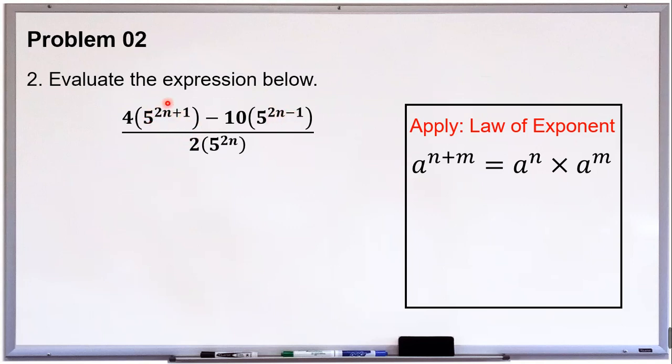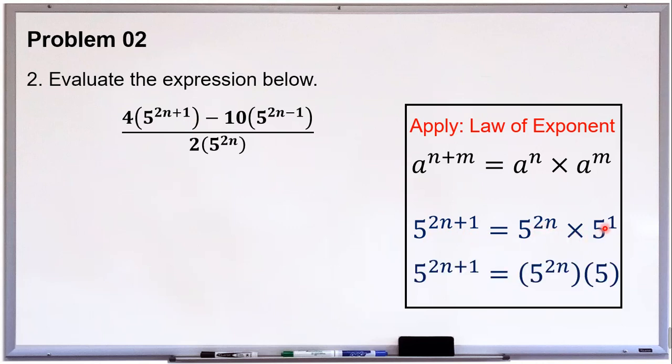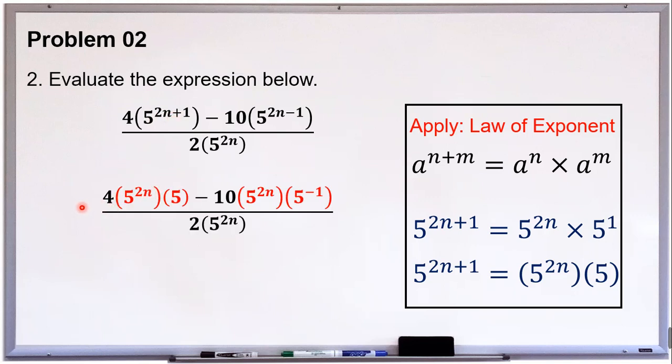Now let's start first with 5 raised to 2n plus 1. If you have 5 raised to 2n plus 1, this can be broken down into two factors, and that is 5 raised to 2n multiplied by 5 raised to 1. In our expression, this means multiplication. So you have 5 raised to 2n times 5. Okay, so we're going to substitute this expression for 5 raised to 2n plus 1.